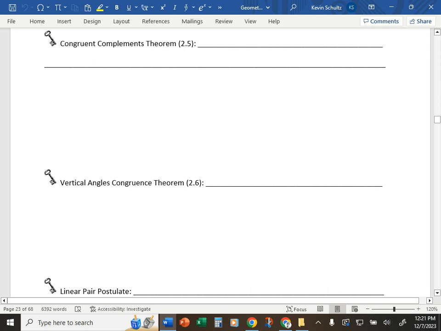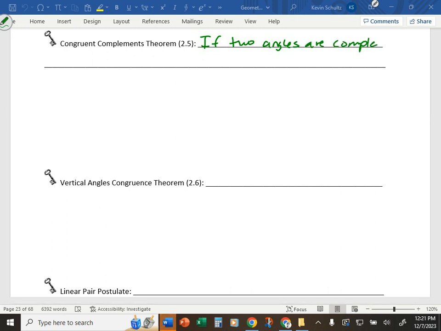The congruent complement theorem is exactly the same, only instead of supplementary, you're going to write complementary. Okay? If two angles are complementary to the same angle, then the two angles are congruent. If two angles are complementary to the same angle, then the two angles are congruent.